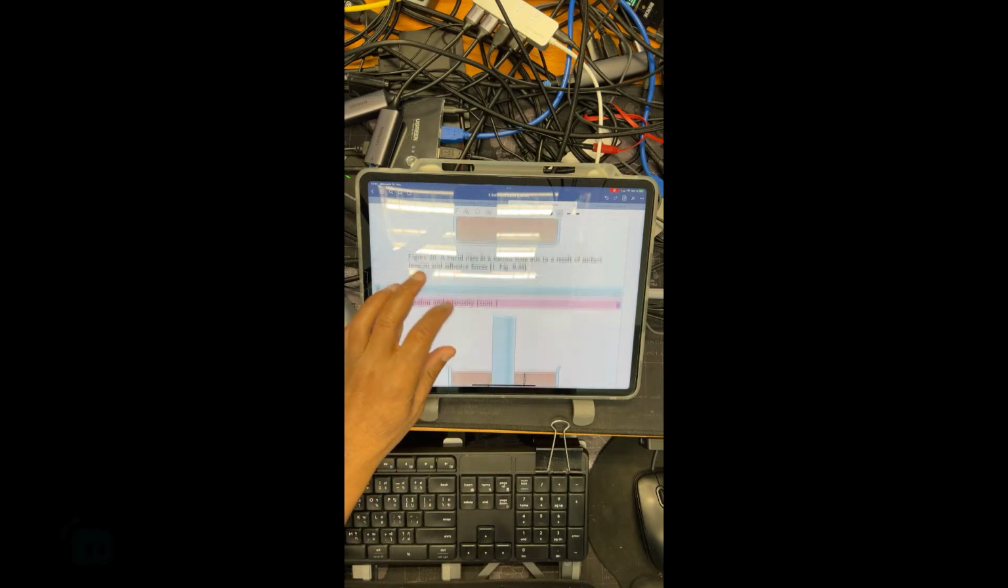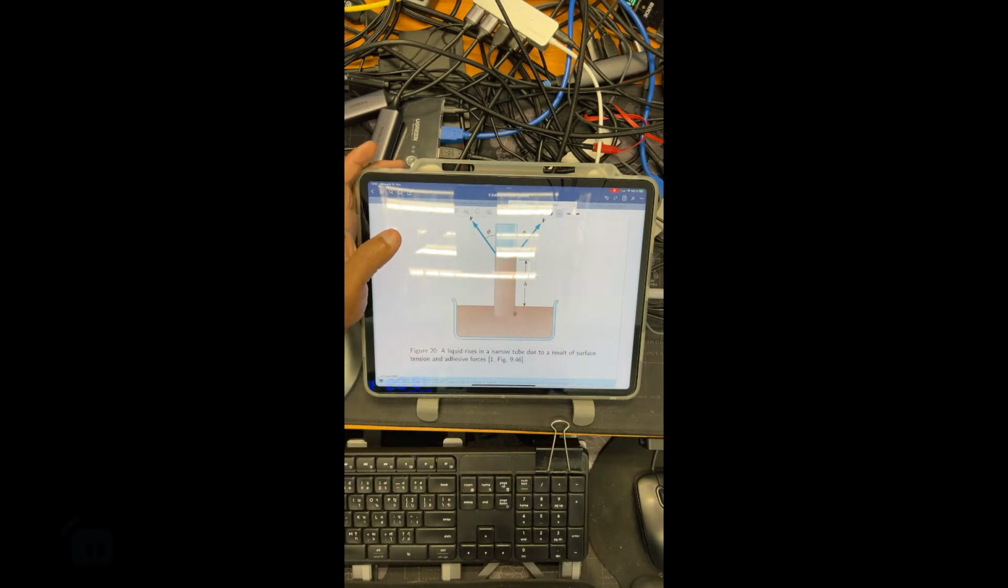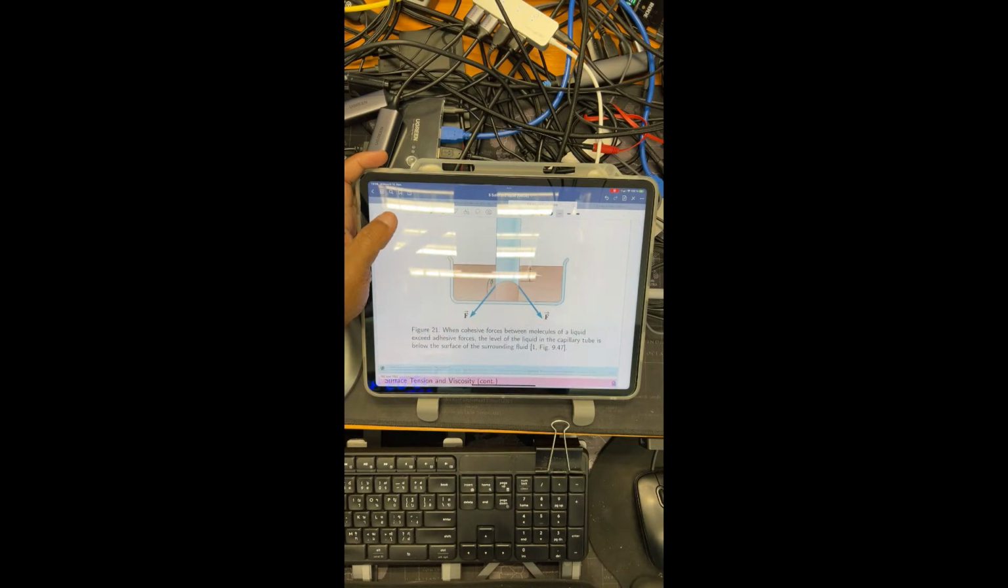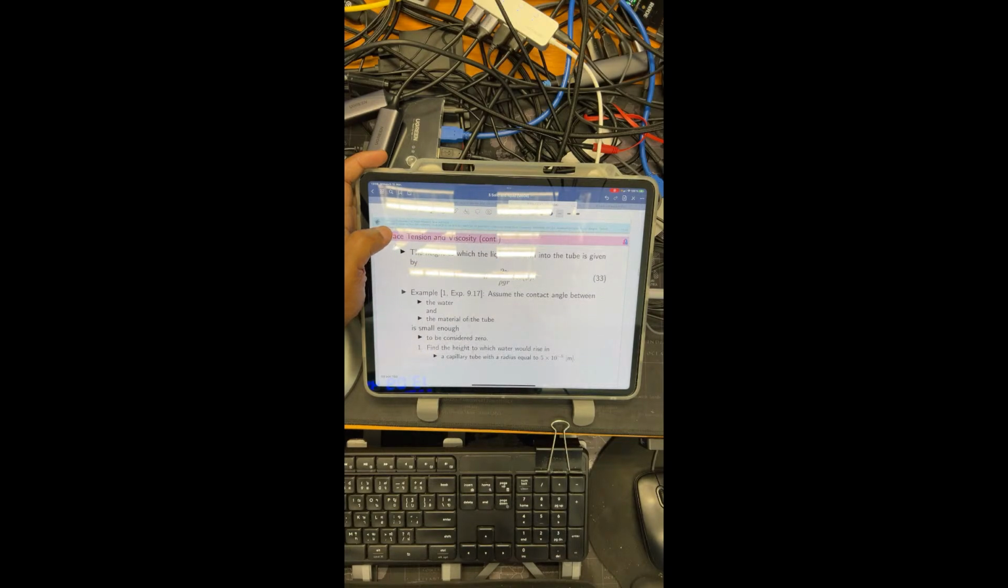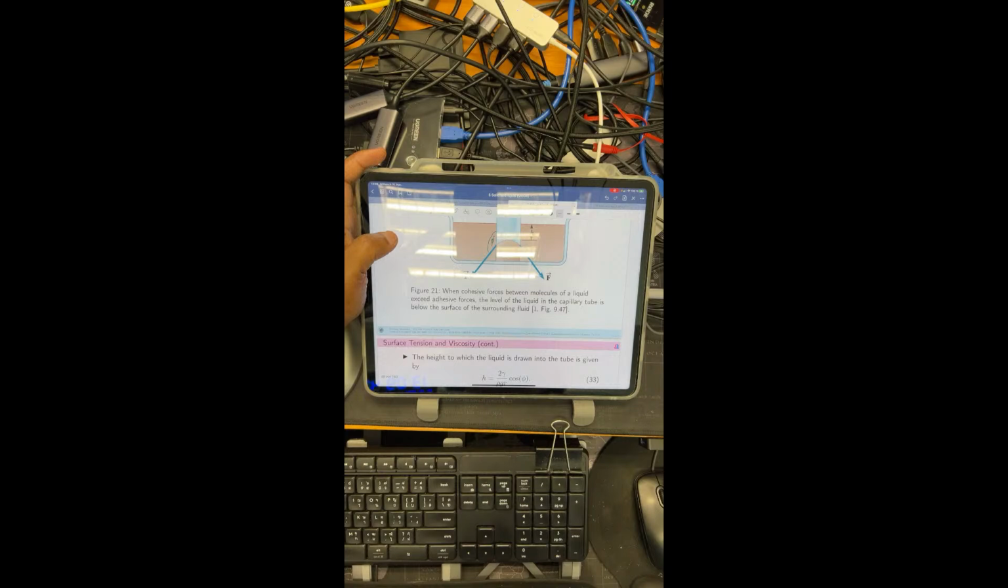And what about this? Liquid rises in a narrow tube. Please note that we have to consider the narrow tube, due to the result of surface tension and adhesive force. The reason why we have the height here is that we have two quantities. The first one is surface tension, and the second one is the adhesive force, the attractive force between two types of substance or material.